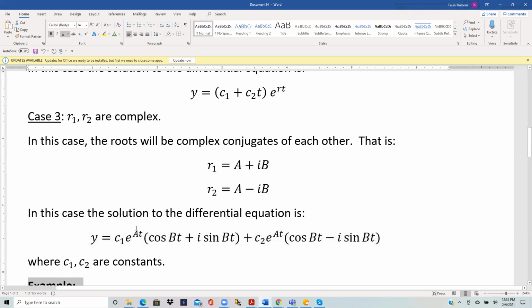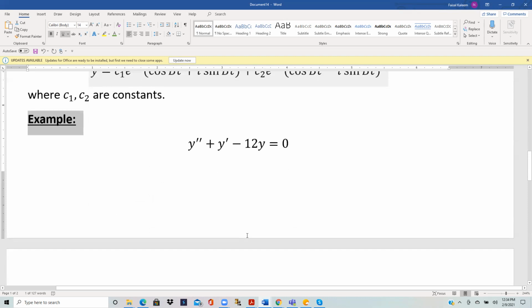Now, this case will be studied in the next section. Right now, we're just mentioning it for completeness. But in this section, we won't have any problems relating to this case. Those will come in the next section. So let's look at the first example.